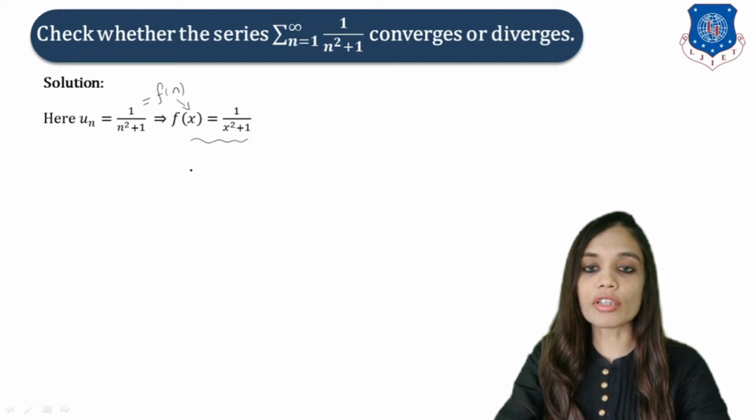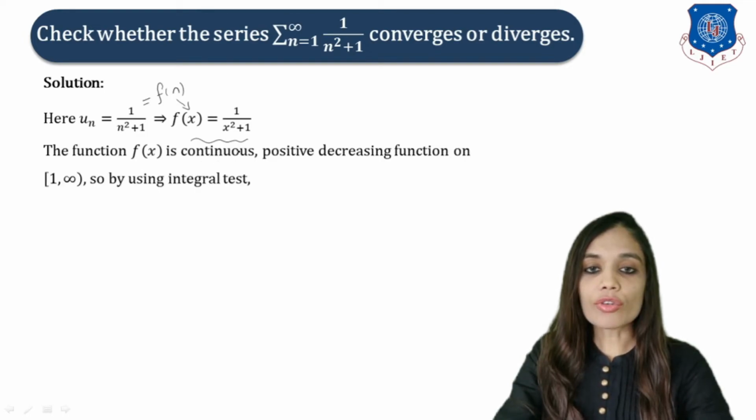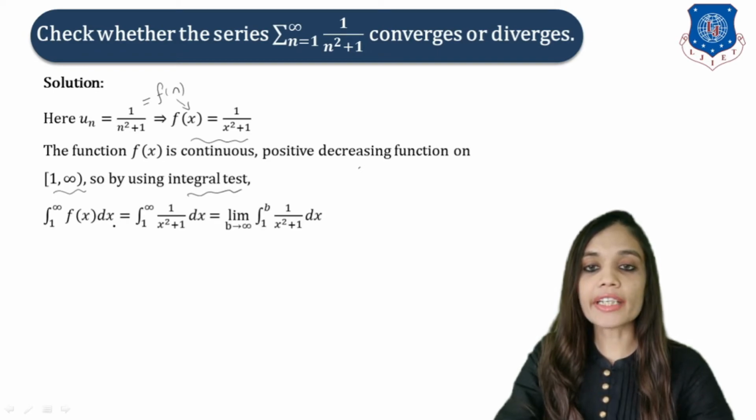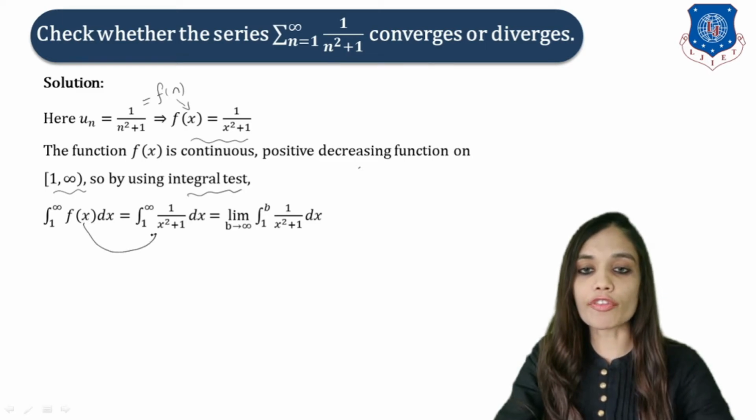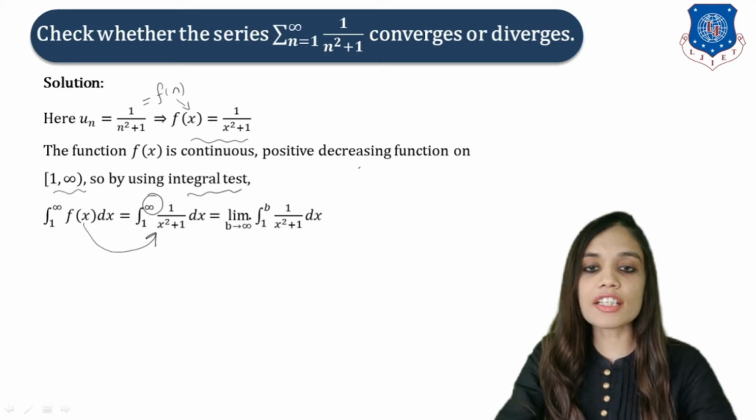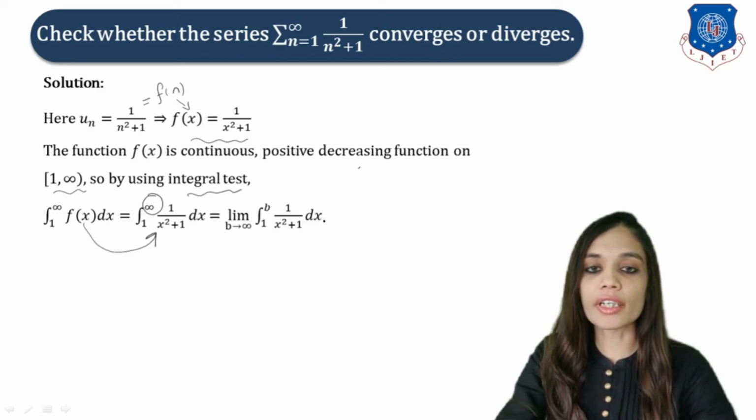So this is a function which is continuous, positive, decreasing on closed 1 to open interval infinity. So we can use our integral test. So let us find integration 1 to infinity f of x dx. Put the value of f of x, which is 1 upon x square plus 1. Now this is an improper integral. So wherever you see infinity, you have to write in this manner, that is limit b tends to infinity integration 1 to b 1 upon x square plus 1 dx.